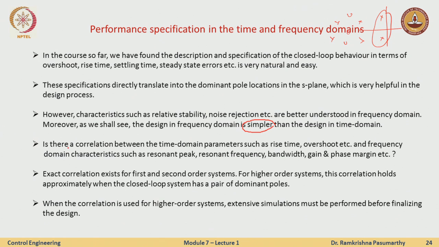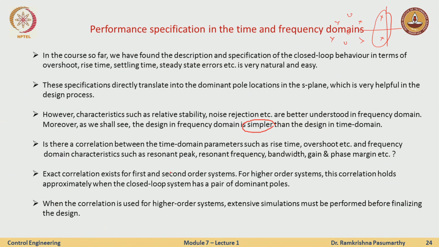So, before we do that, we just find out, is there a correlation between these parameters such as the rise time, overshoot to the frequency domain parameters, which were the resonant peak, the resonant frequency, bandwidth, the gain margin, phase margin and so on. Again, all our analysis, for obvious reasons of the dominant pole behavior, was, or we tried to find this correlation for second order systems, right. This correlation holds very nicely when the closed loop system has a pair of dominant poles, right.